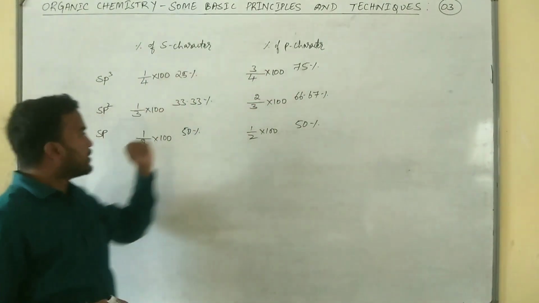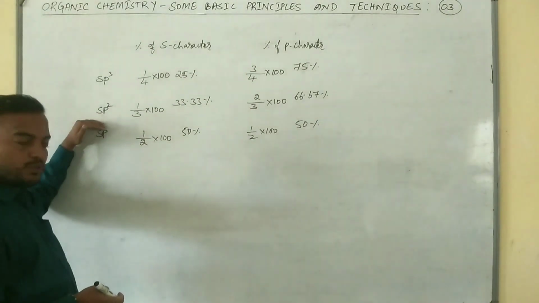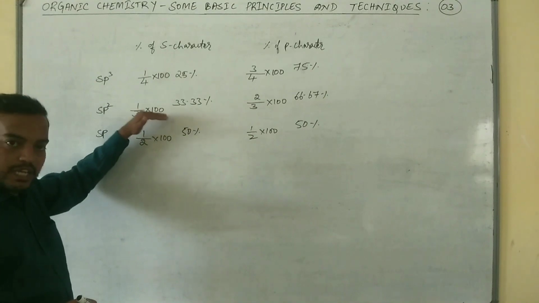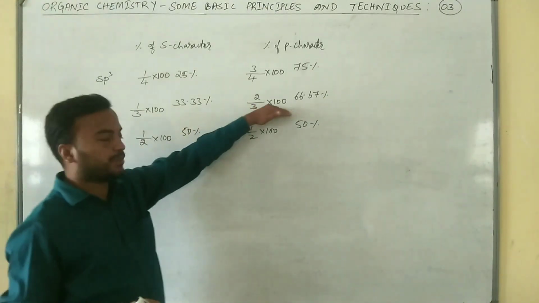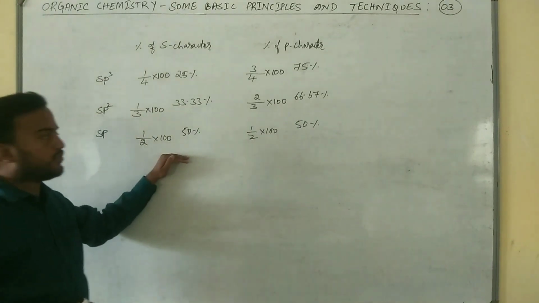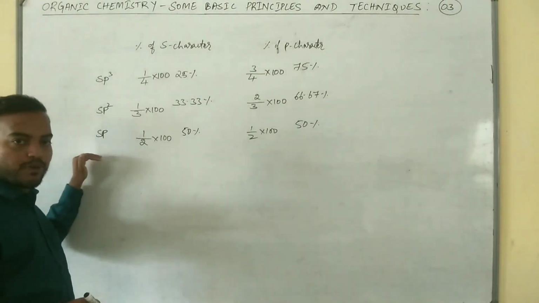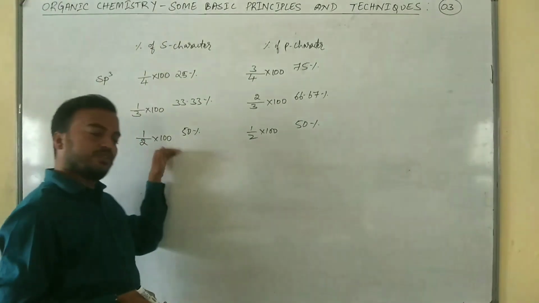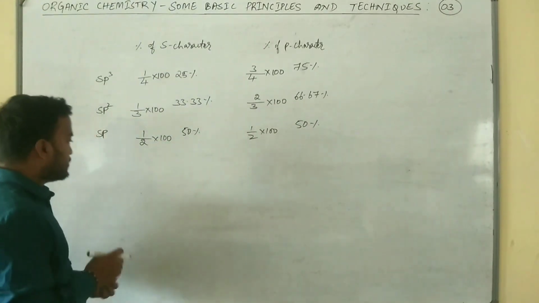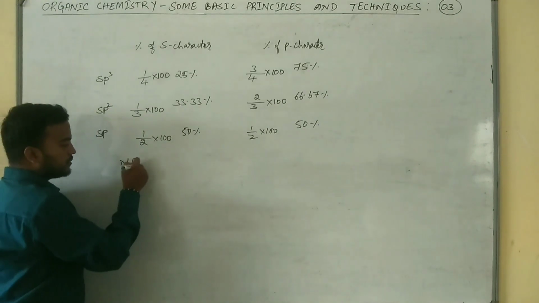will be more. In case of sp2 type of hybridization, same, percentage of S character will be less and percentage of P character will be more. But in case of sp type of hybridization, percentage of S character will be equal to percentage of P character. There is one note, very important.